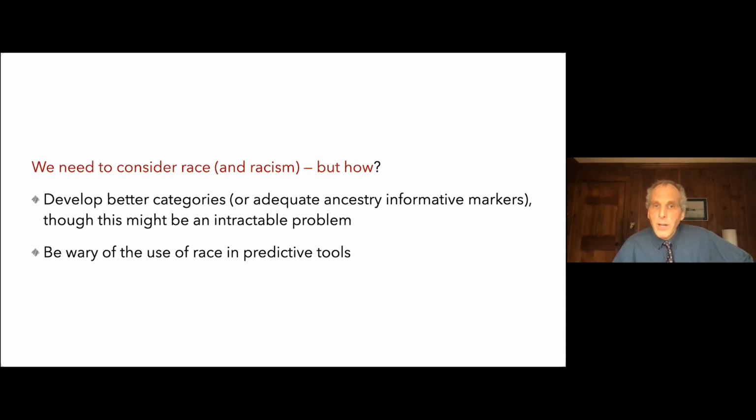Another option might be to drop such labels and rely instead on ancestry informative genetic markers. This remains a work in progress, and I think there are some intractable problems here. But while I support the use of better race categories in descriptive statistics, I am wary of any use of race categories in diagnostic testing or predictive tools.